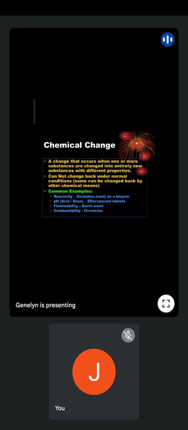Reactivity is oxidation or rust on a bicycle. pH or acid and base is effervescent tablets. Flammability is burnt wood. Combustibility is fireworks.